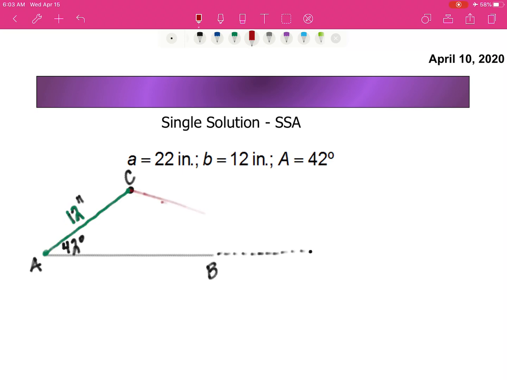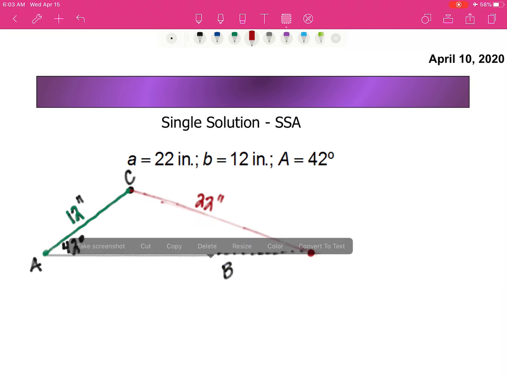I'm going to eyeball it. I'm going to say that that is twice two green segments, and it might not even be long enough, to be honest with you. It might need to go a little bit further out there, but I get the idea that I only have one triangle that I could draw here. There's only one triangle that I could possibly draw, and that's it.